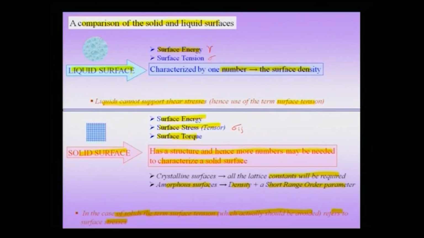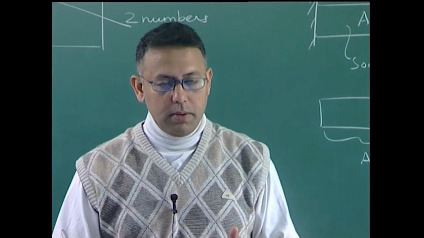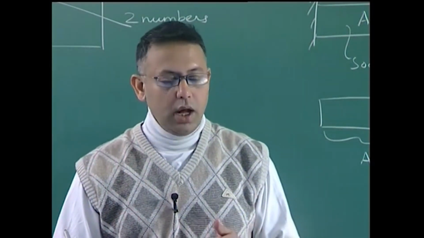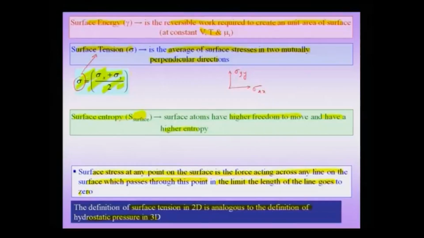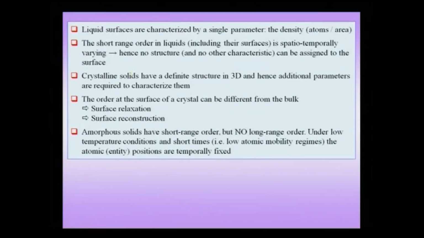When I am talking about solid surfaces, I can no longer call the surface energy and surface stress equivalent concepts, and additionally solid surfaces have a surface torque. And I may note that the surface might have undergone relaxation or reconstruction, and therefore, the crystallography of the surface could be very different from the crystallography of the bulk. Some of these points I will just summarize: liquid surfaces are characterized by a single number, which is surface density. The short range order in liquids is spatio-temporally varying, hence no structure can be assigned to the surface.